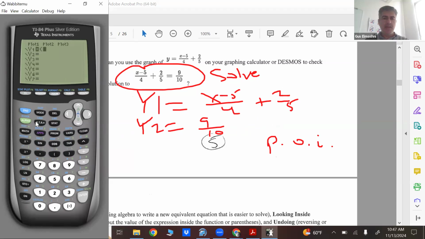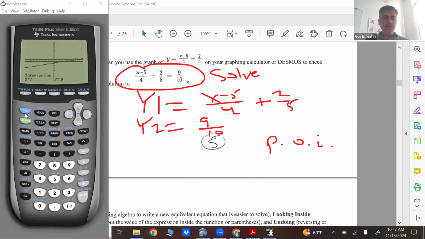So let's do it. But remember parentheses: x minus 5/4 plus the 2/5, you could just leave like that, it's totally fine because of order of operations, and then 9/10. Graph in the standard window. You get a line, and then that's the horizontal line. What am I looking for? Intersection. Move close to it, hit enter 3 times, 1, 2, 3. And there you go, you got x equals 7. That's how you can verify your answers using the graphing calculator, okay? Very simple.